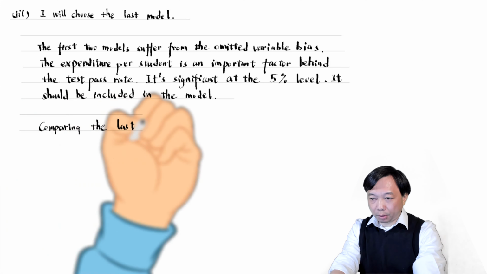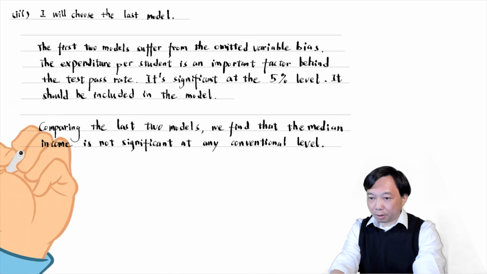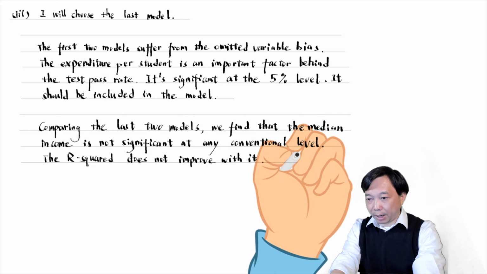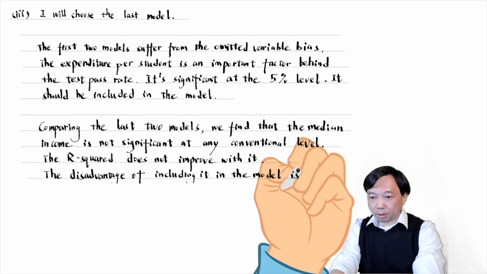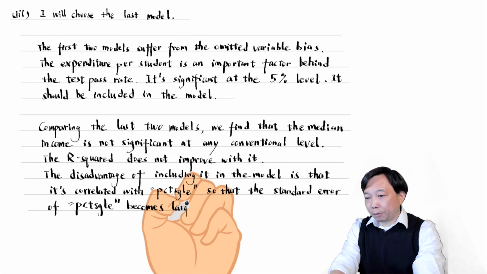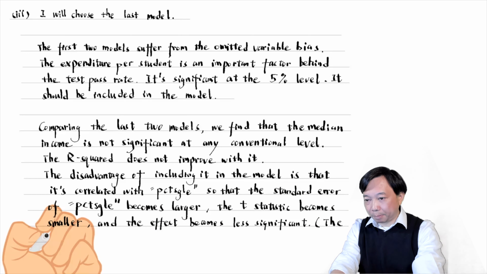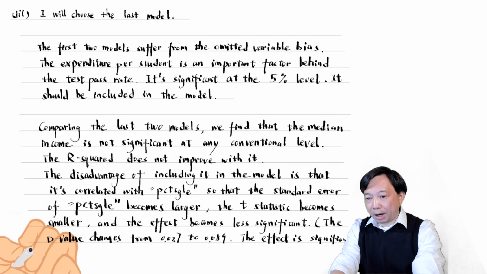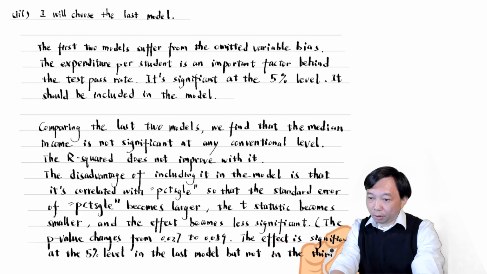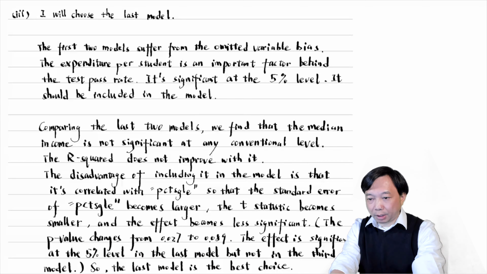Comparing the last two models, we find that the median income variable is not significant at any conventional level. The R-squared does not improve with it. The disadvantage of including it is that it is correlated with the family structure variable, and therefore the standard error of the percent of students not living with both parents becomes larger. The t-statistic becomes smaller, and the effect becomes less significant.